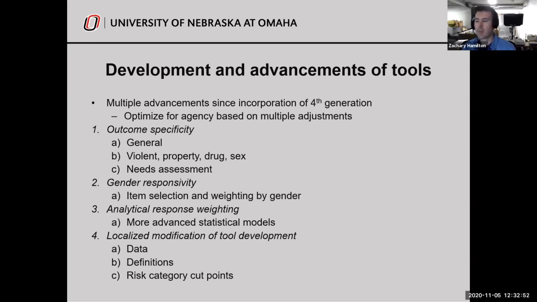And then setting your cut points in terms of how you identify someone as low, moderate, or high risk can be done at the agency level as well, to provide a more utilitarian version of where those cut points are set so that you can tailor your risk categories to your agency's resources.